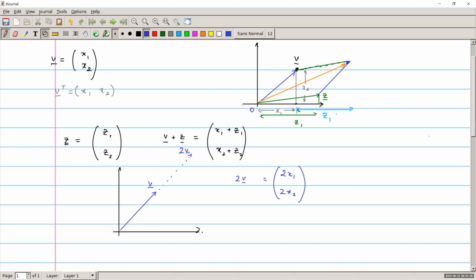So a vector that is alpha times v is a vector in the same direction as v, but its length is scaled by alpha. Alpha could be greater than 1, less than 1, negative, it doesn't matter.